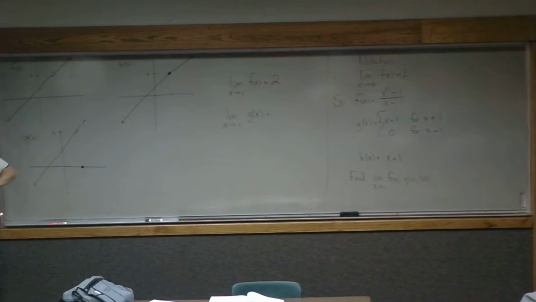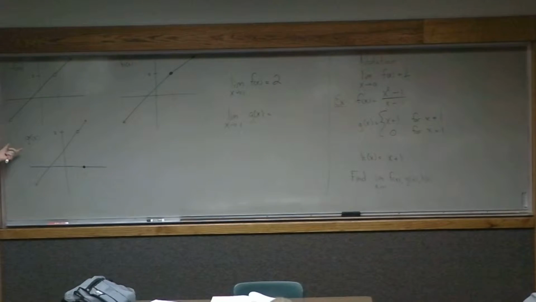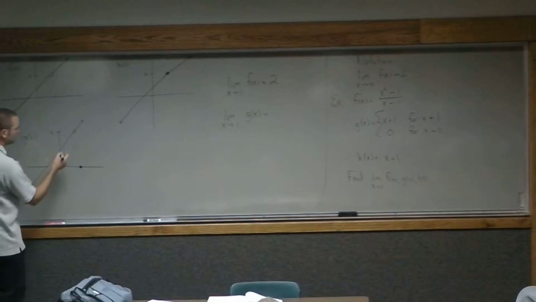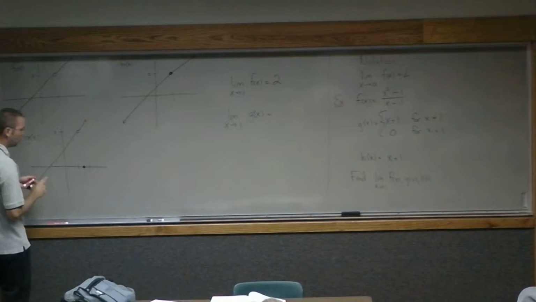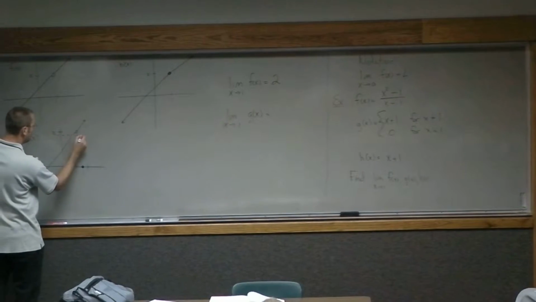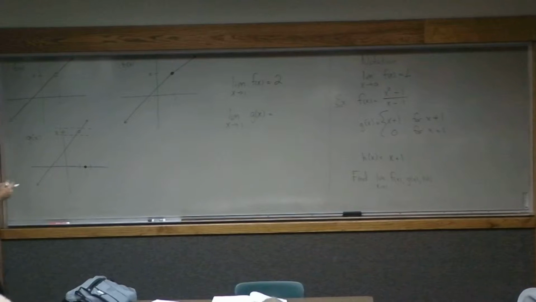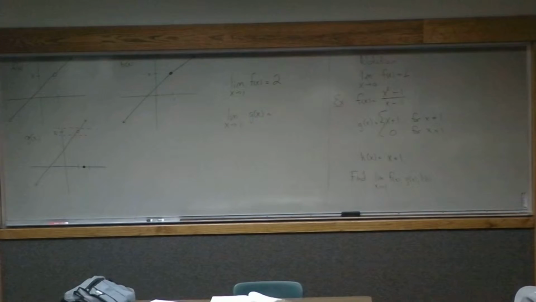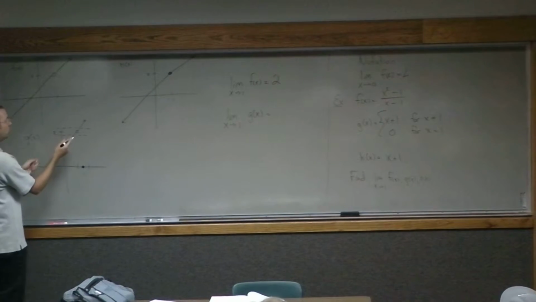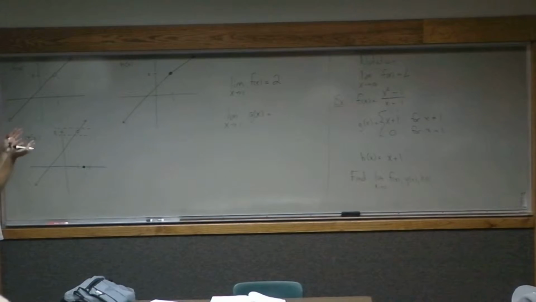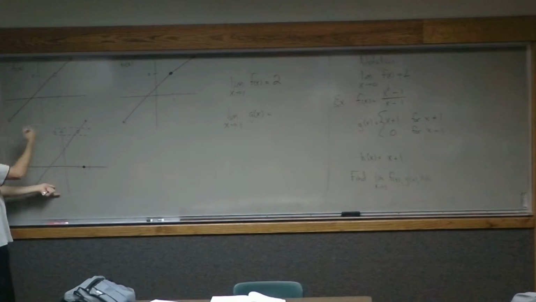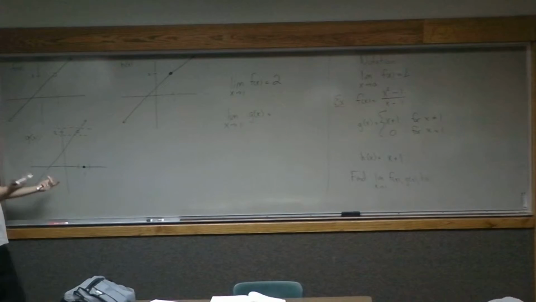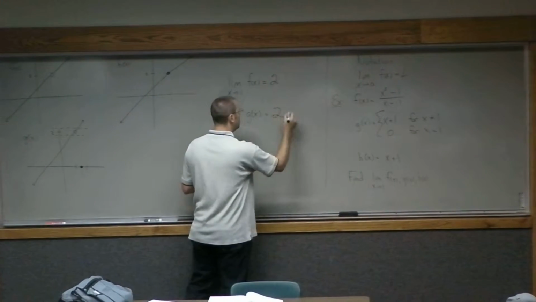As I get closer and closer to x equals 1, what happens to the values of g of x? If I sort of draw my little lines here, what's happening to the values of g of x as I get closer and closer to 1? The values of g of x are getting closer and closer to 2. So, using our intuition and our definition of limit, what do you think the limit of g of x is? It is 2. The limit here is 2.